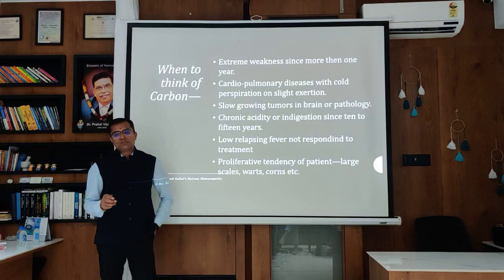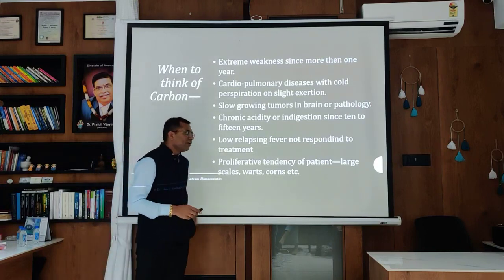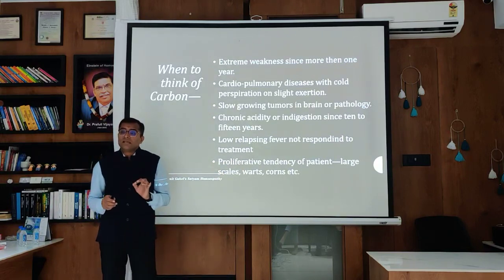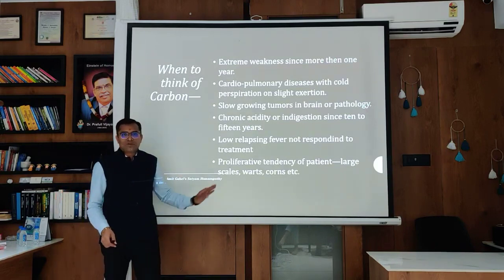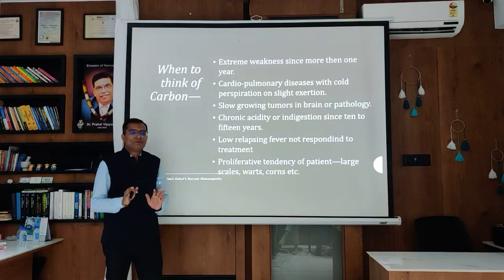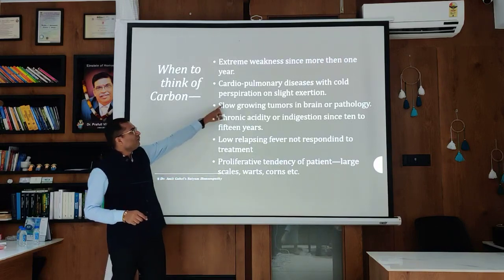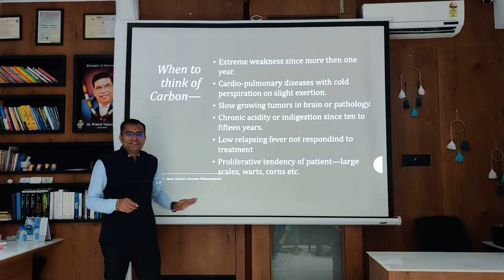Proliferative tendency of the patient, large scale warts, corns, etc. In a proliferative tendency, they can have a cancerous condition. The person who suffers from long standing cancer, 10 years, 15 years, but the patient never dies. This is also carbon, because carbon is slow. You know, a tumor which is slow, very important. So the person cannot die from this cancer. This is carbon.